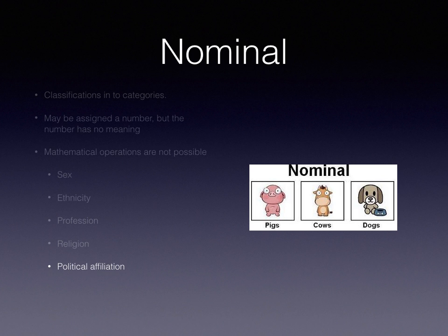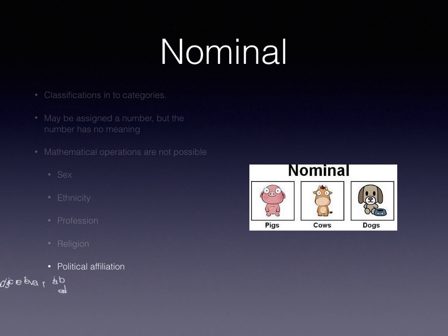For example, if I have 5 males and 5 females, sex is my variable, but I can't say, what is the average sex in my group? 1.5. What do you mean? Well, if males are 1 and females are 2, you can't take the average here. So you can't perform mathematical operations. All you can do is count. You can look at frequencies. I've got 5 males, I've got 5 females. That's all you can do with this.